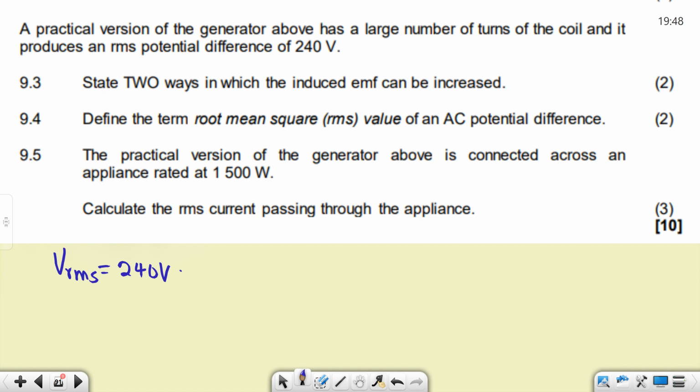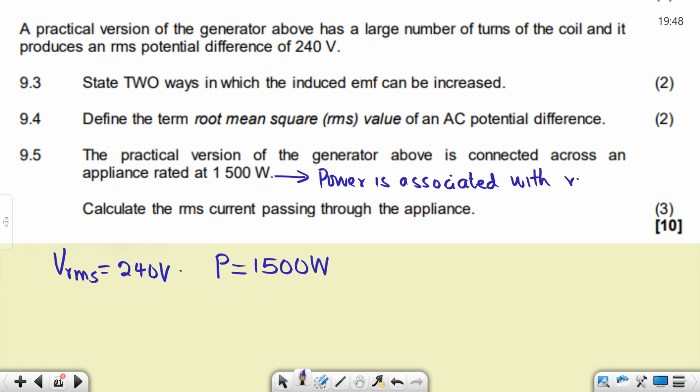A practical version of this generator above is connected across an appliance rated. Please take note of this. We are given power 1,500 watts. It is important. Whenever you see power, power is associated with RMS. Some of us get confused with what? RMS. Also, take note, socket voltage is also RMS, the one from your houses. So examiner might bring in that word.